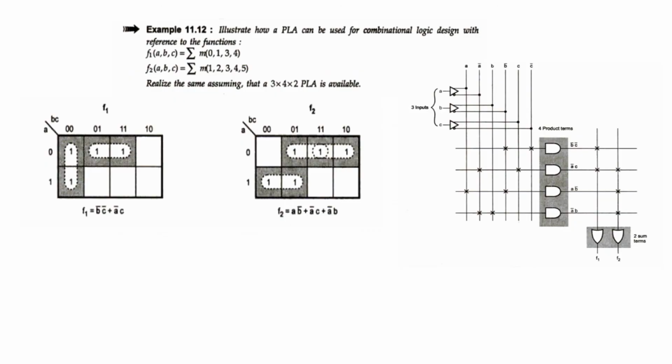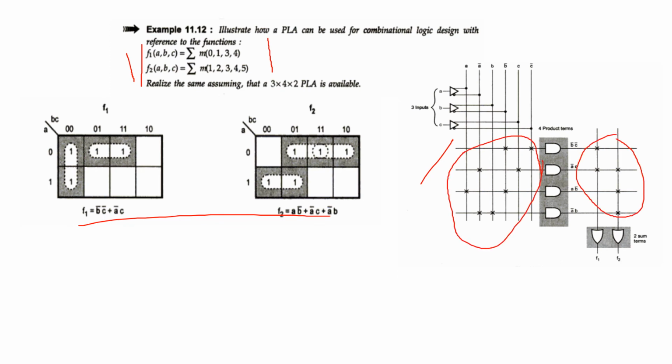So similarly, we can implement this function also. Here 2 outputs are there, 3 inputs. Get a simplified expression for each and every output, F1 and F2, by using K-maps, and implement by using PLA structure. Here AND gates are programmable as well as OR gates also programmable.